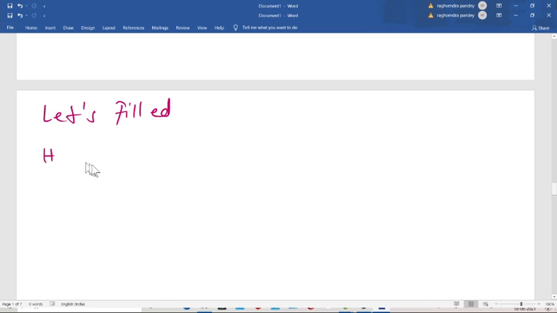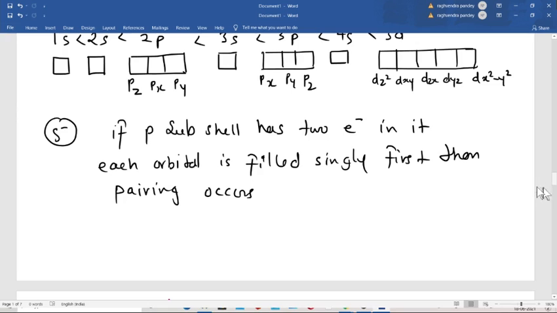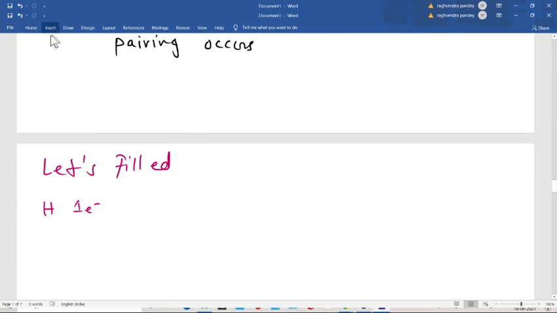Let's take hydrogen. Hydrogen has one electron, so it is filled in 1s, only one electron. It is represented by an upward arrow, spin is half. This is one electron, and it is filled like this.